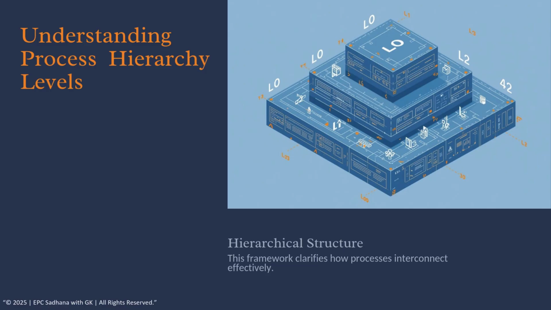As we just agreed, let us deep dive into process hierarchy levels, Level 0 to Level 4. At Level 0, it is the EPC value chain. It's something like this: winning a project, delivering the project and closing the project. L1 is the major process groups. L2 is the processes. L3 is sub-processes. L4 is activities or SOPs. But most companies start at L1.